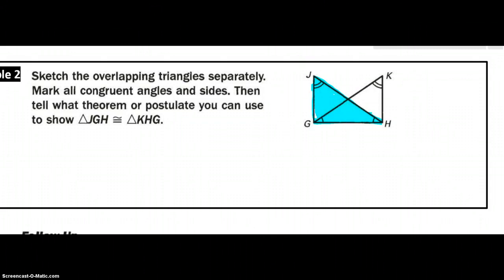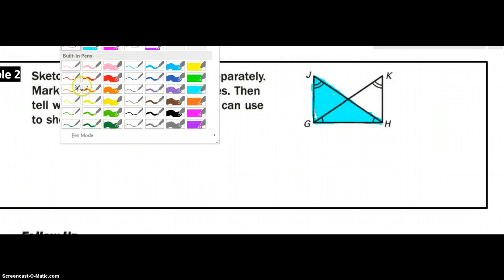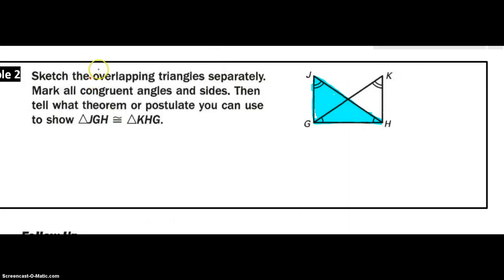Here's one, and I'm just going to outline the other one. Here's the other. Yes? We have two triangles that are overlapping, so what we're going to do is we're going to unslide them, basically. We're going to slide them apart and draw two separate triangles. So here would be the blue triangle with its markings. Notice I put the single arc there at H because there is a single arc down here at H.